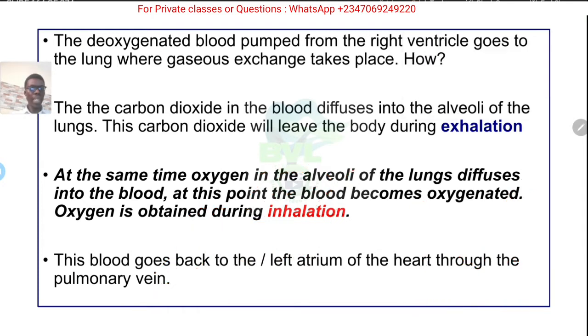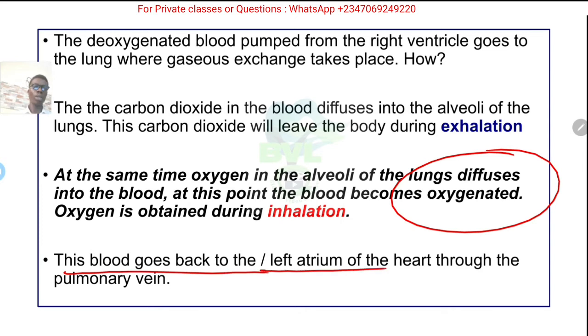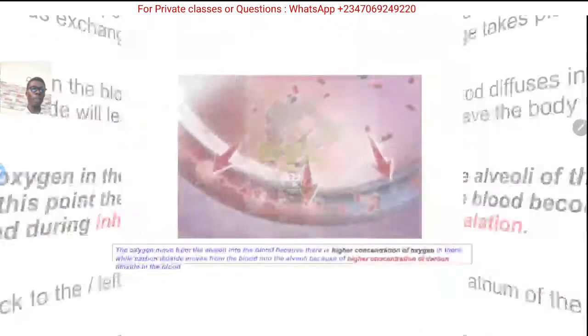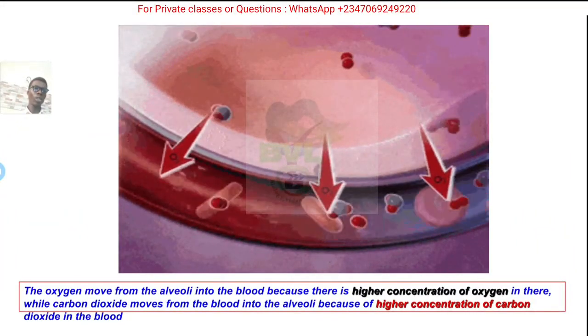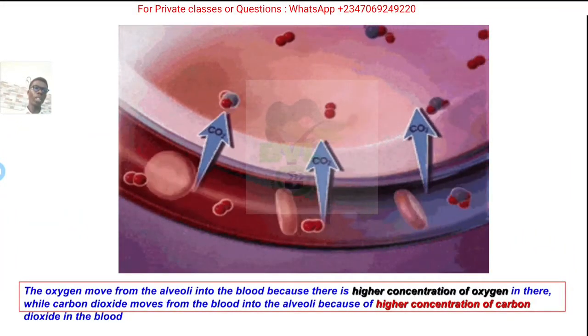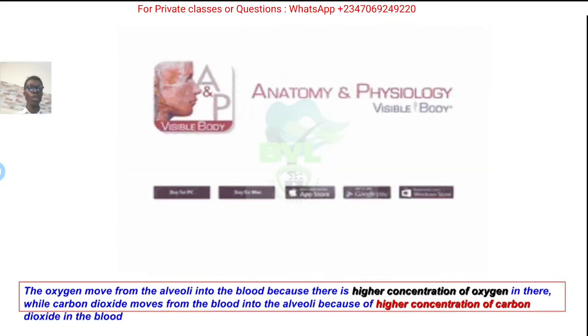So it says here, this blood, which blood? This oxygenated blood goes back to the left atrium through what? The pulmonary vein. In case you ask me how this deoxygenated blood got to the lungs, by the pulmonary artery. If you check the previous video, it also explains that. All right. So this is what we're trying to explain. Then oxygen goes into the blood, carbon dioxide goes from the blood into the alveolus. That's simple. Sorry, I should give credit: this goes to Visible Body.